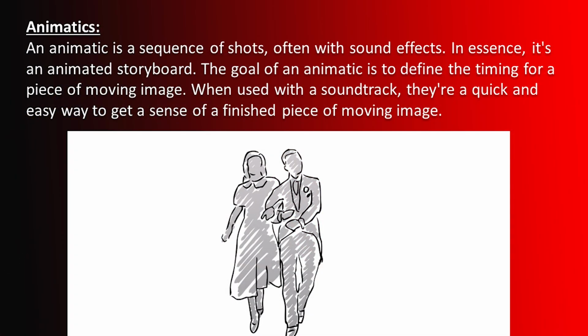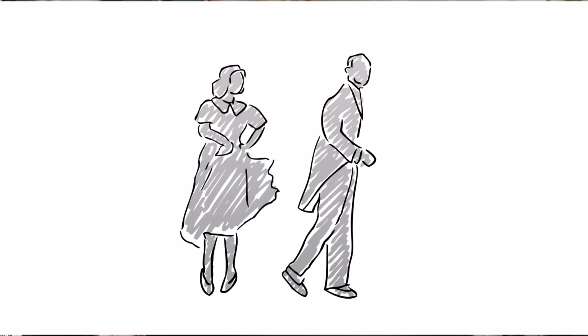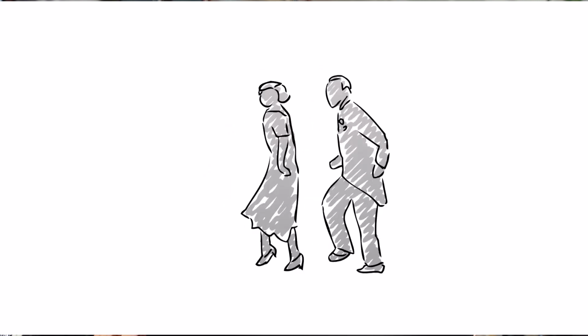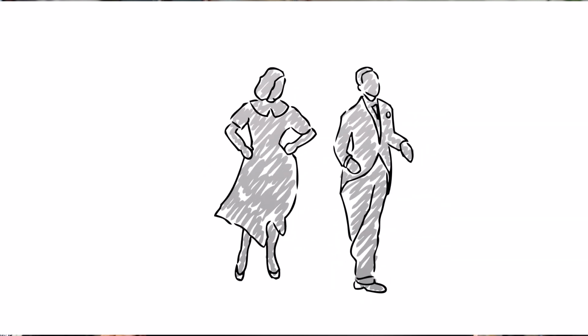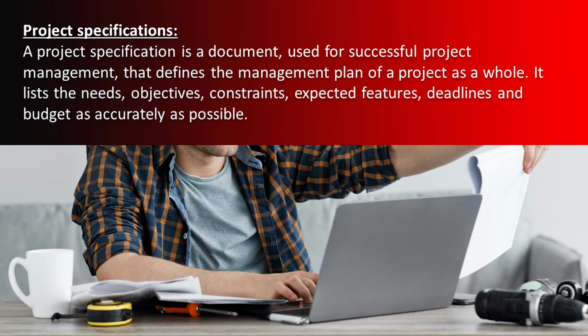So this is extremely important. Then you have animatics. An animatic is a sequence of shots, often with sound effects. It's like an animated storyboard. So you can see it in here. This is an animatic. It's just an animation really depicting what's going to happen.